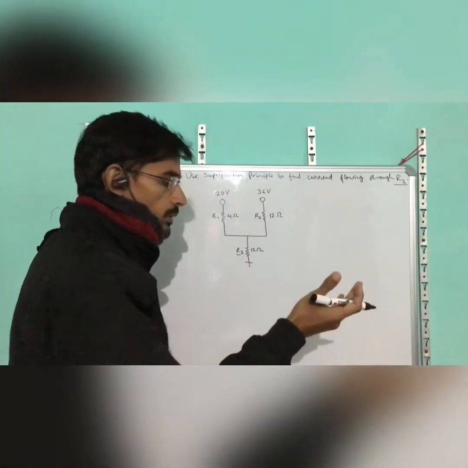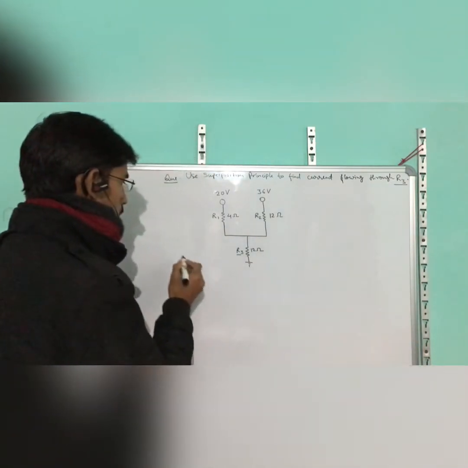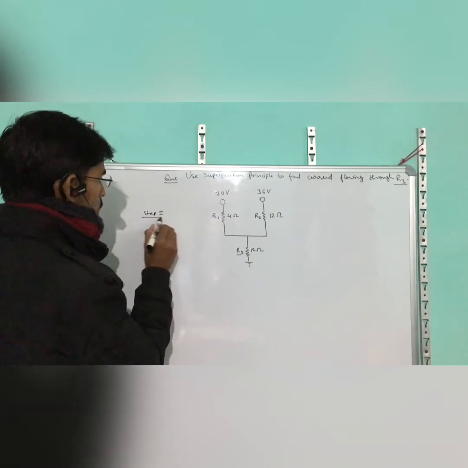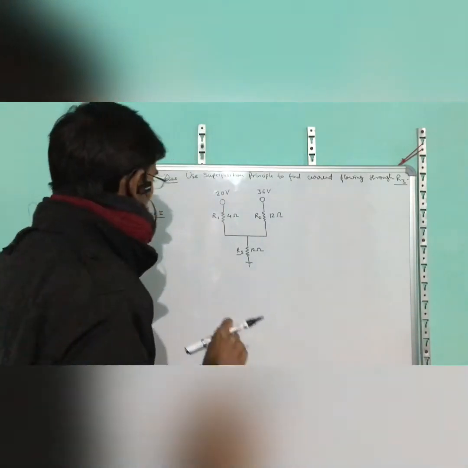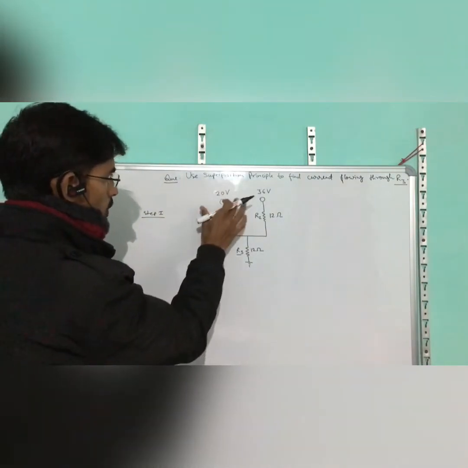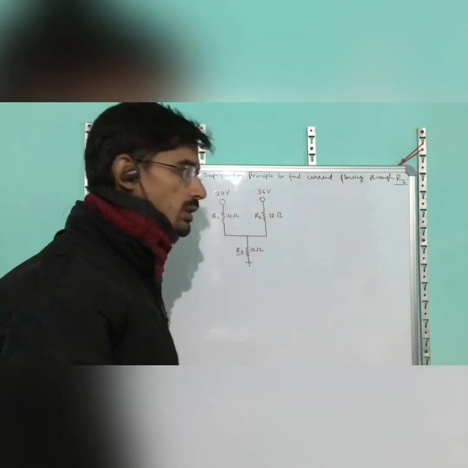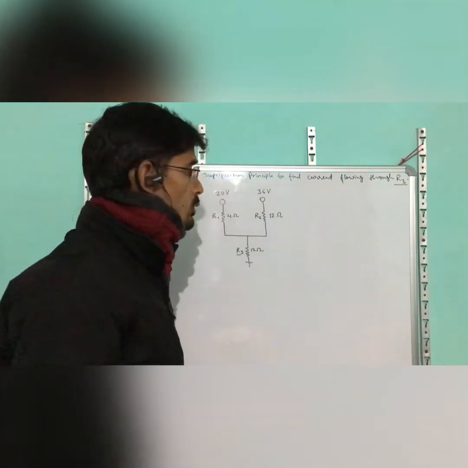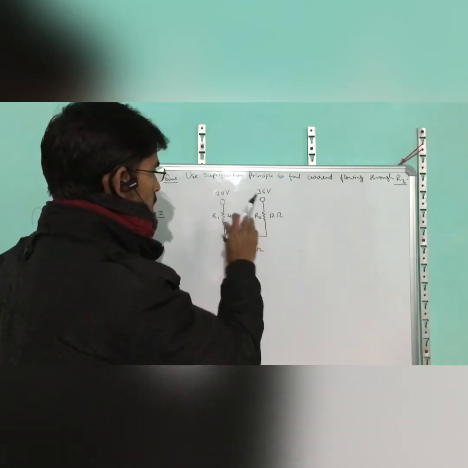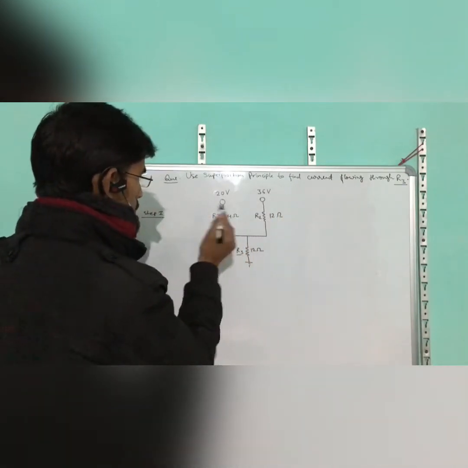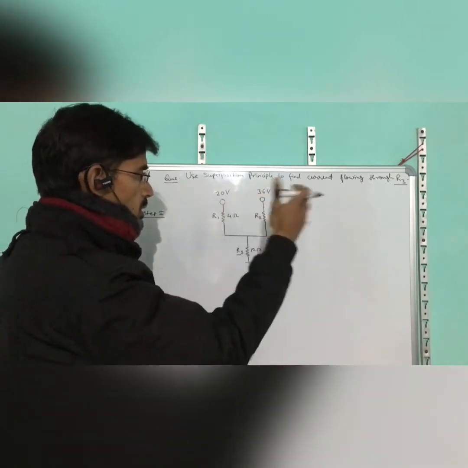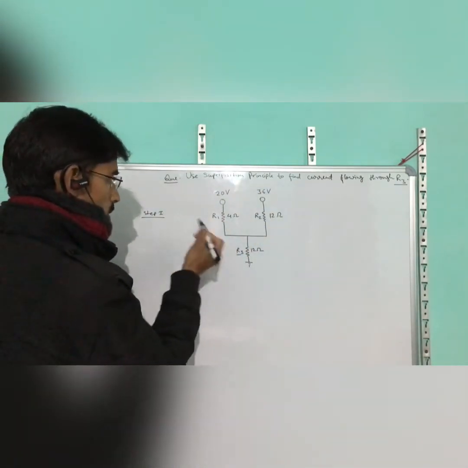So the first step is step 1, where first I will consider only this 20 volt source. Because internal resistance is not given, we will take it as 0. The internal resistance of the source we will replace, so this will be a short. So I can redraw this circuit when this 36 volt source is removed and replaced by its internal resistance, which is 0.